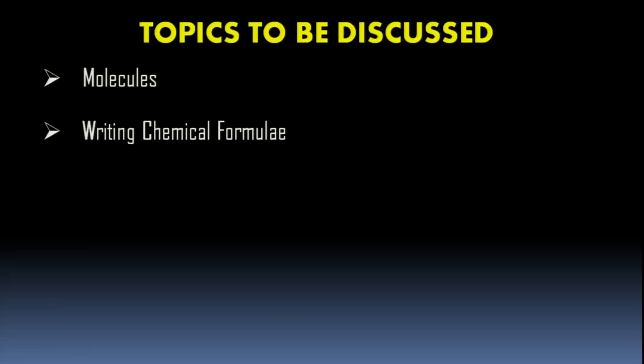Children, get ready with your science book, notebooks and pen. We shall study some other new concepts of chapter number 3. Let's start. Today we'll be discussing molecules and writing the chemical formula. But children, before discussing these topics, let us brush up what we had done in our last class.